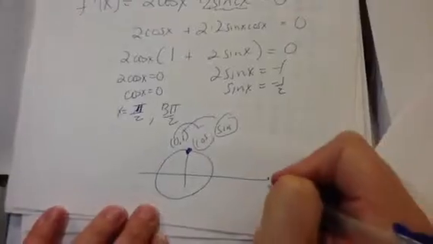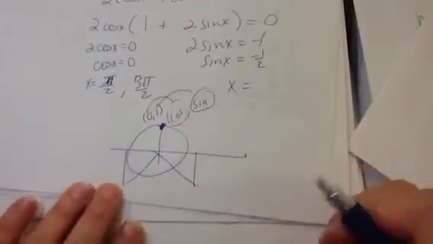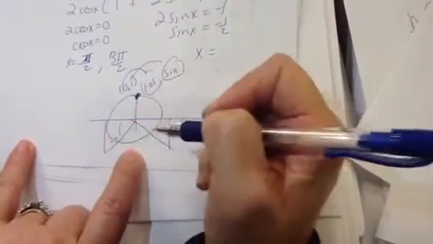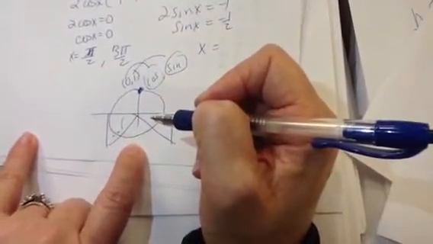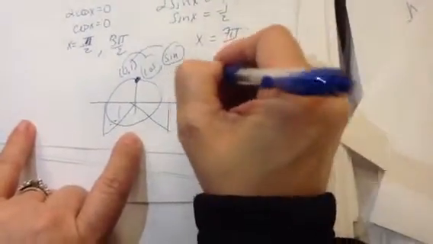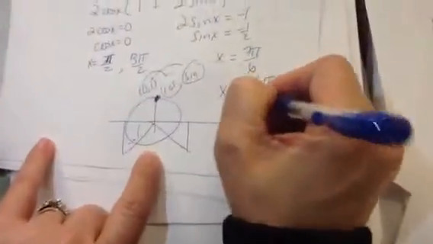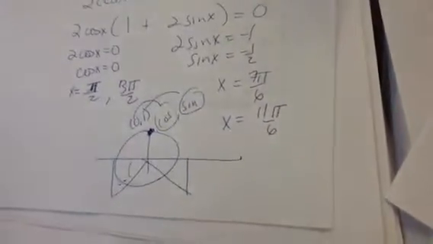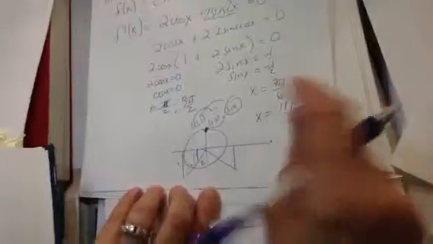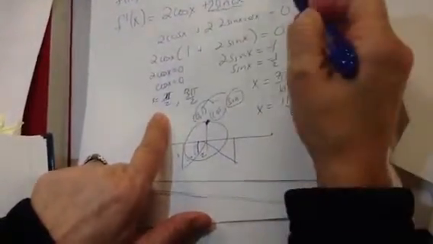Where does that occur? That occurs down in these quadrants. Both of them? Yep, the sine is negative in both. So this would be negative. It's 210. Those are my critical values. All right, so here are my critical values, including my endpoints.